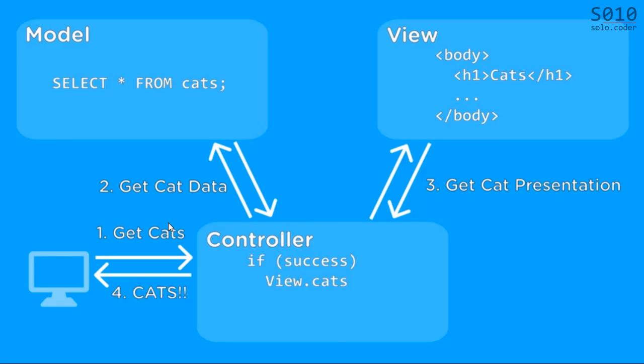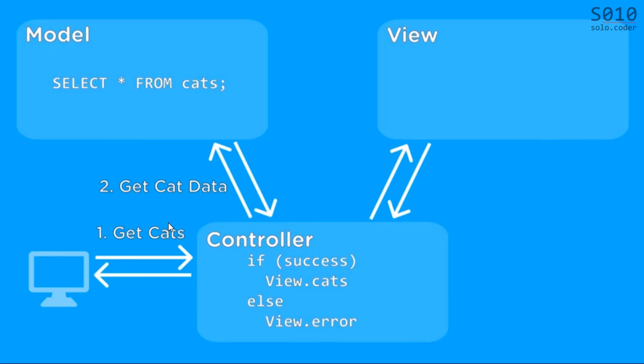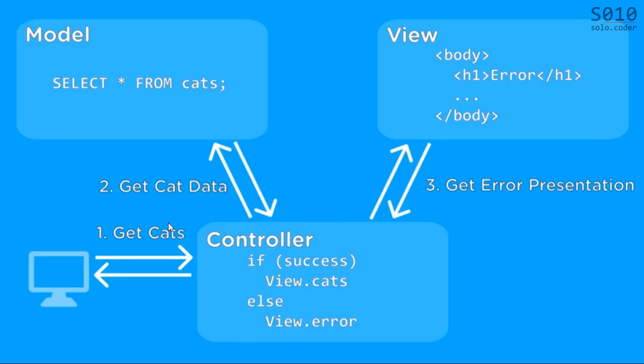If earlier the model returned an error instead of a list of cats, the controller would handle that error by asking the view that handles errors to render a presentation for that error. That error presentation would then be returned to the user instead of the cat list presentation.